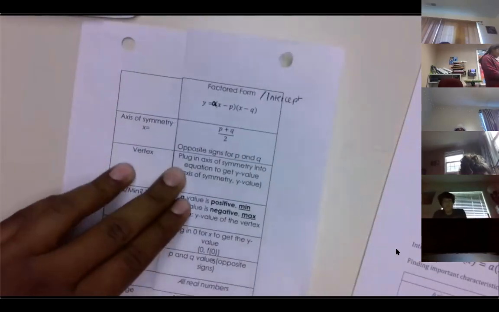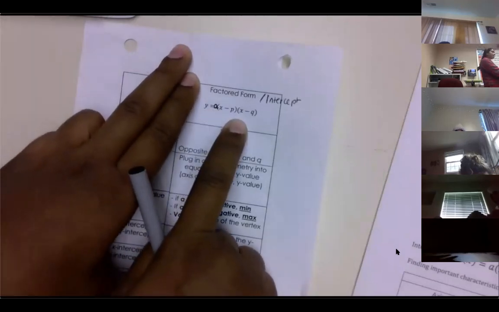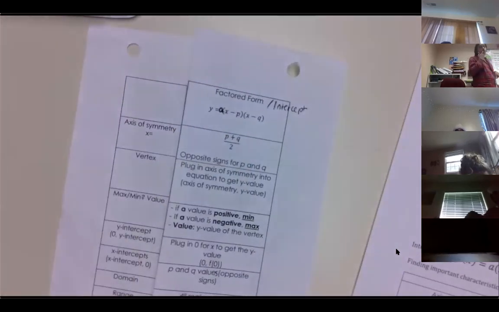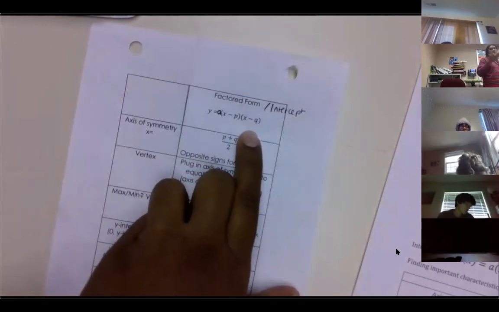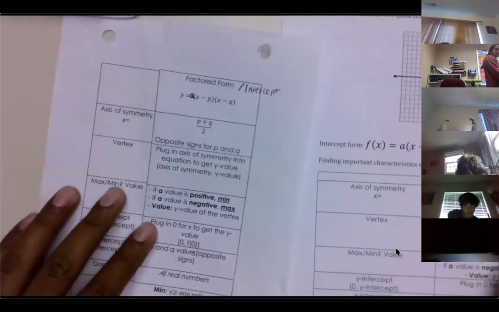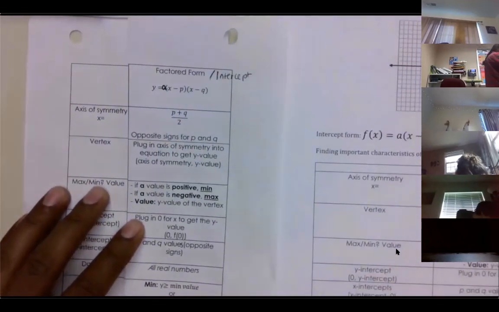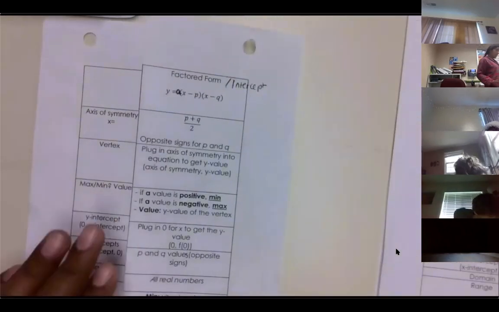All right, factored form. I think this is fixed on your version, but there should be a y equals a(x - p)(x - q). So you know that it's factored form because you should have two parentheses with the x minus a number. Sometimes it'll be x plus a number, depending. The stuff on your cheat sheet is the same as the front page of your notes, so it doesn't matter where you look to find the information. It's exactly the same. I just copied and pasted it.